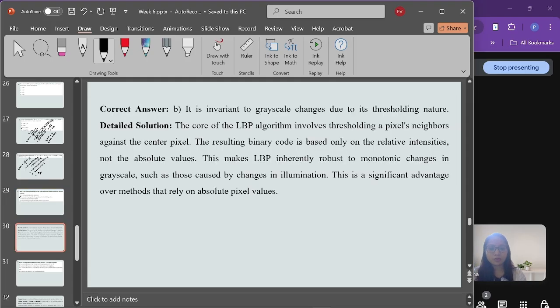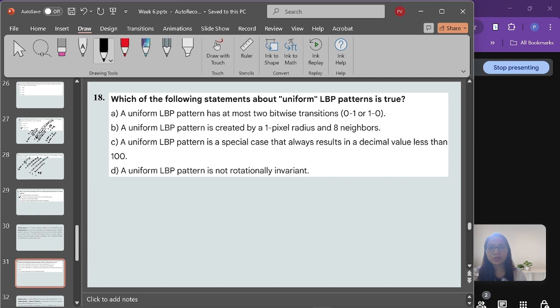Okay, so now moving to the next question. The next question is again a theoretical one. Which of the following statements about the uniform LBP pattern is true? Option A: a uniform LBP pattern has at most two bitwise transitions, either 0 to 1 or 1 to 0. Right? That is correct. A uniform LBP pattern is created by a 1 pixel radius and 8 neighbors.